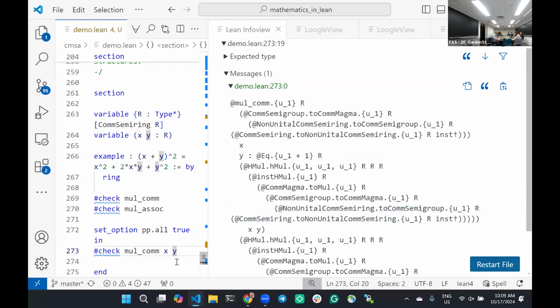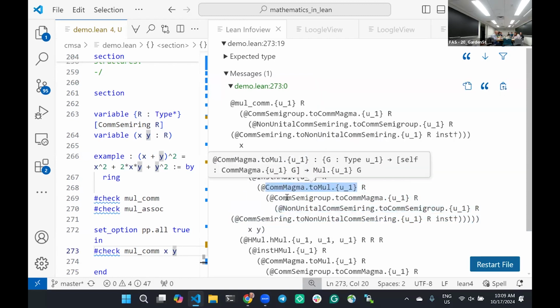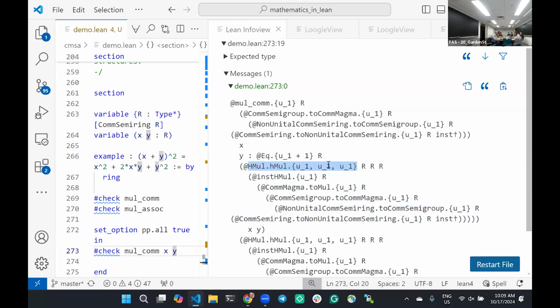So mcom x y says something about x times y, and the question is, where does this times come from? Again, there's a story here. This is the expression that x times y equals y times x. So that's where the equals is. That's an equality. But this expression that I'm hovering over is just the x times y, and it's figuring out what the multiplication is.